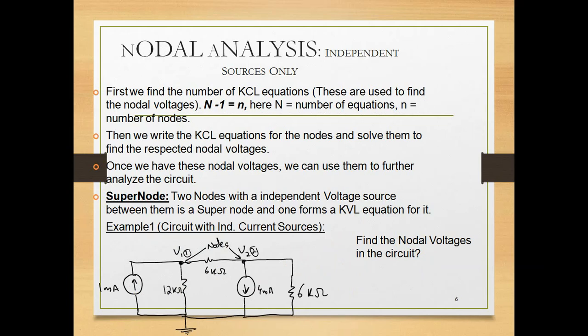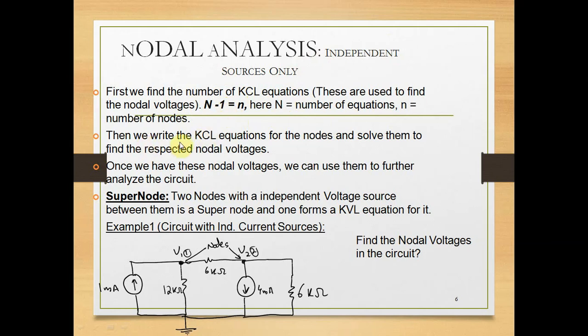Then for the nodal analysis in consideration of independent sources, first we find the number of Kirchhoff's current law equations, and these are used to find the node voltages. That is, the number of nodes minus 1 is equal to the number of equations.